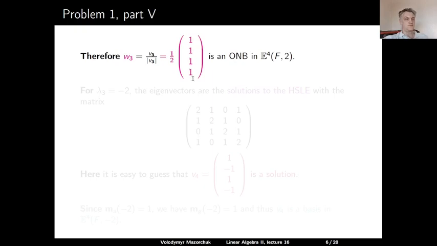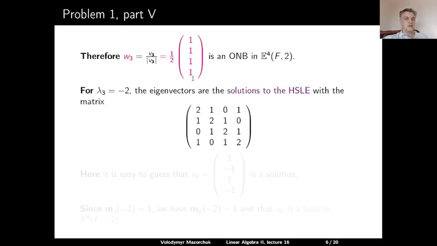The last eigenvalue is lambda 3 equal to minus 2. The eigenvectors for this eigenvalue are the solutions to the homogeneous system of linear equations whose matrix is obtained from the original matrix by subtracting minus 2 on the main diagonal. So this is the matrix 2, 1, 0, 1, 1, 2, 1, 0, 0, 1, 2, 1, 1, 0, 1, 2. And here, it is easy to notice that the alternating sum of elements in each row is 0. So the vector 1, minus 1, 1, minus 1, is a solution to this system.